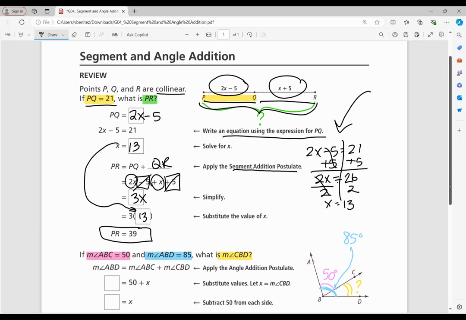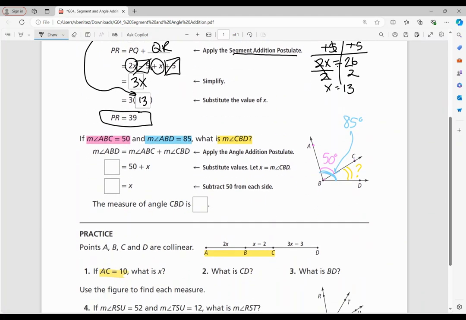Okay, in the next one, we're looking specifically at angles. Here we have different rays. We know that the measurement of angle ABC, which is this angle right here, is 50 in pink, and then the measurement of angle ABD, the entire large angle here in blue, is 85 degrees. The question is, what's the measurement of CBD? And this is this smaller angle right here.